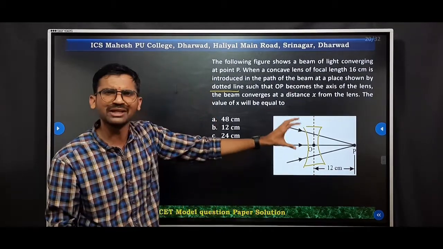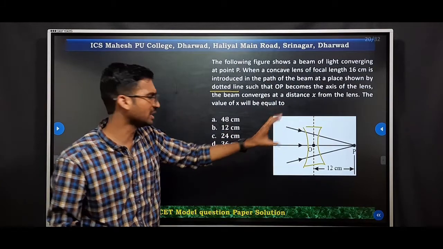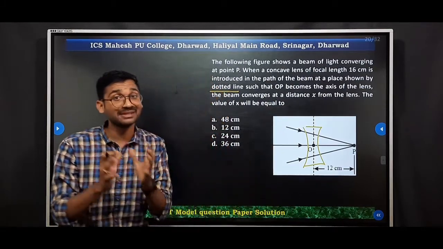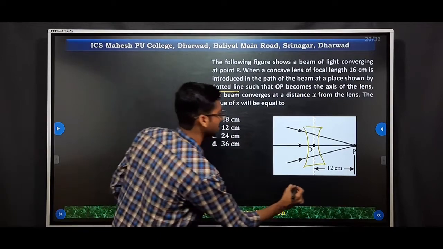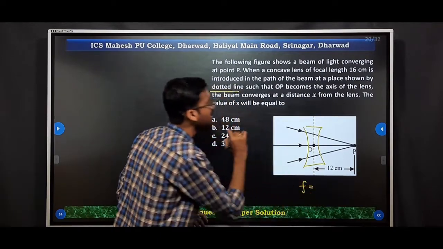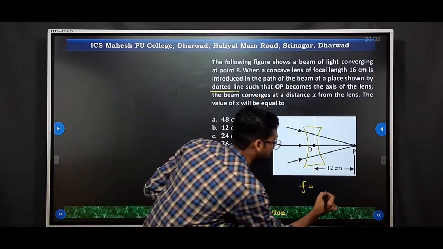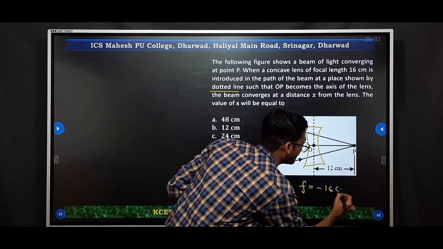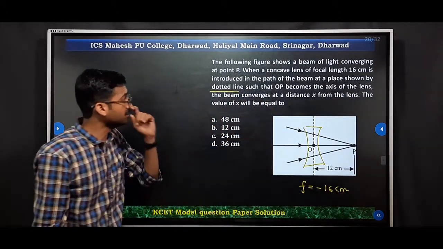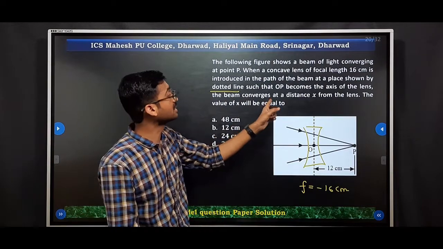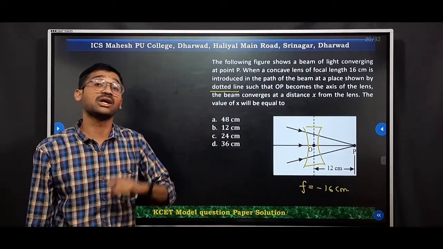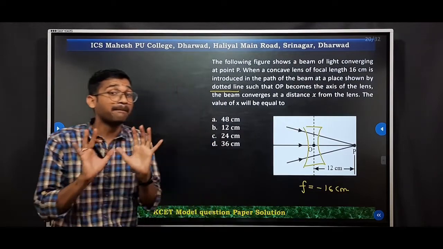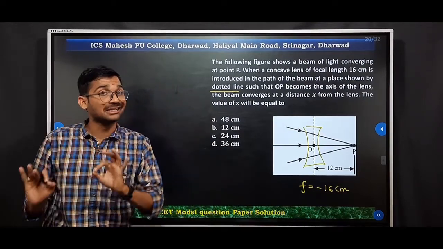Now we know that for the concave lens, focal length is always negative. For a convex lens, it is positive. For a concave lens, it is negative. Therefore, f is equal to 16 centimeter, but that is minus 16 centimeter. And they are asking at what distance they may converge.